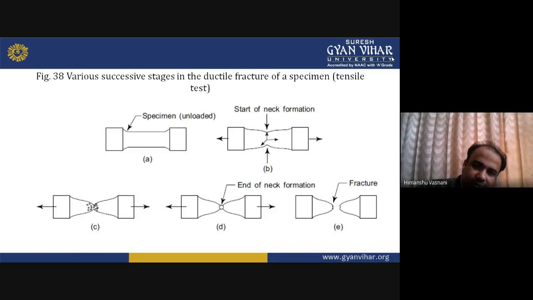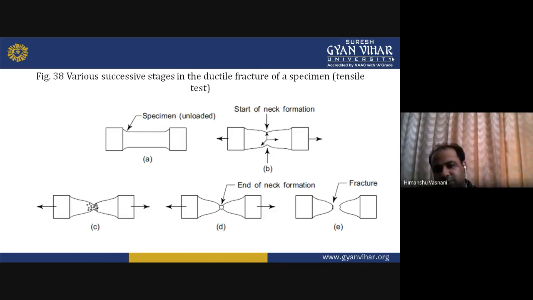Tensile test. The specimen is there, it is loaded. Whenever you apply force, you try to stretch it. So what happens is that neck formation takes place, showing triaxial forces. You can see the arrows in figure B in the center, showing three dimensions. In figure C, you can see that some kind of neck has been formed and it has started. In figure D, just before the fracture, there is the end of neck formation.